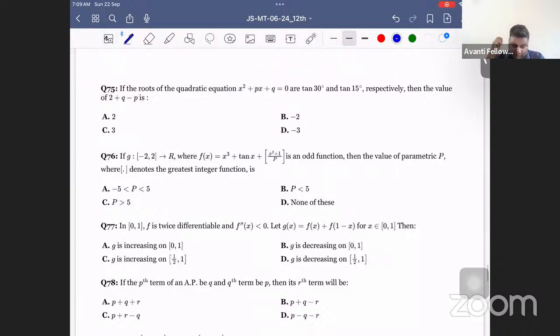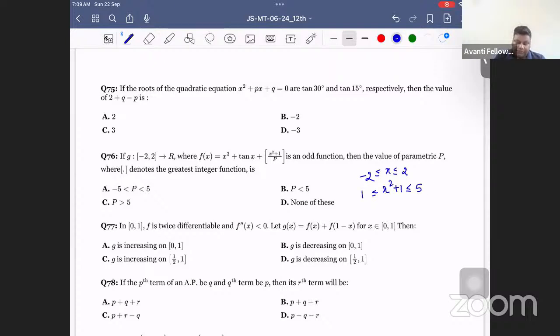Now the next question is quite simple for you. f(x) is given as x cube plus tan x plus the greatest integer of (x square plus 1 upon p). It is an odd function, then find the value of the parameter. Now see, x cube is already odd, tan x is odd. Now the domain of the function, x lies in minus 2 to 2. So x square plus 1 will lie in 1 to 5.